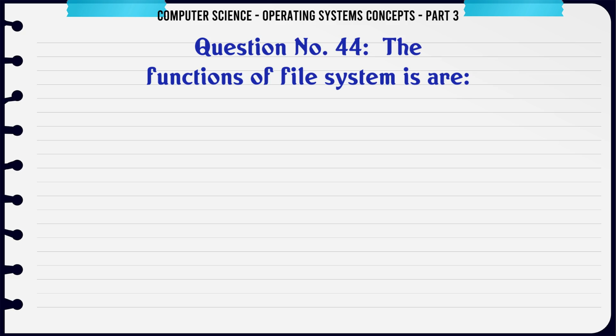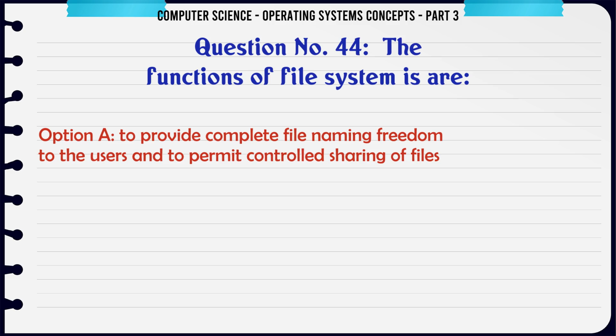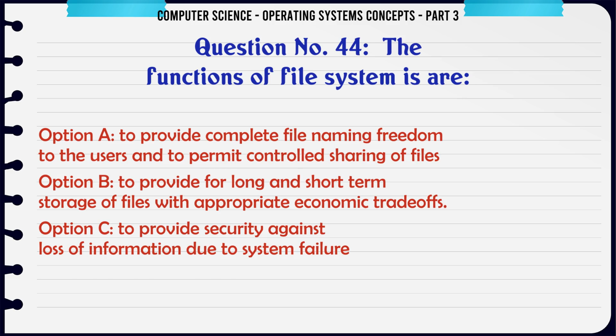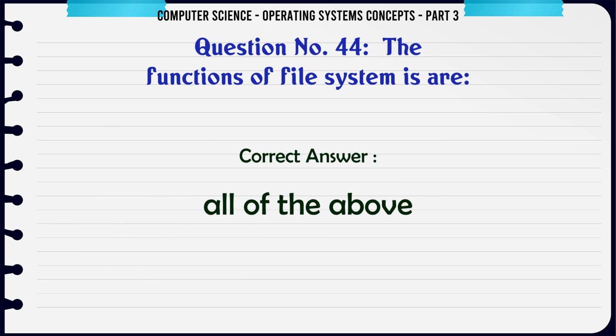The functions of file system are A. To provide complete file naming freedom to the users and to permit controlled sharing of files, B. To provide for long and short-term storage of files with appropriate economic trade-offs, C. To provide security against loss of information due to system failure, D. All of the above. The correct answer is all of the above.